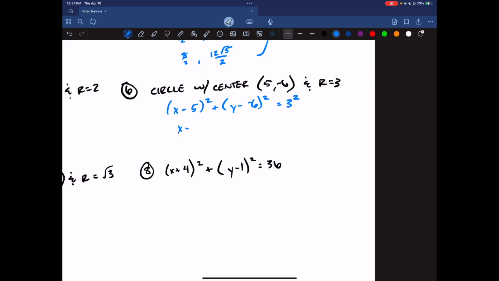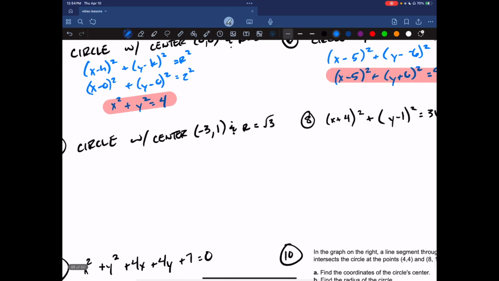So here, I'm going to clean this up. So you got x minus 5 all squared plus y plus 6 all squared. And then 3 squared is 9. And so I would highly encourage you to take a step, plug everything in, and then clean everything up.